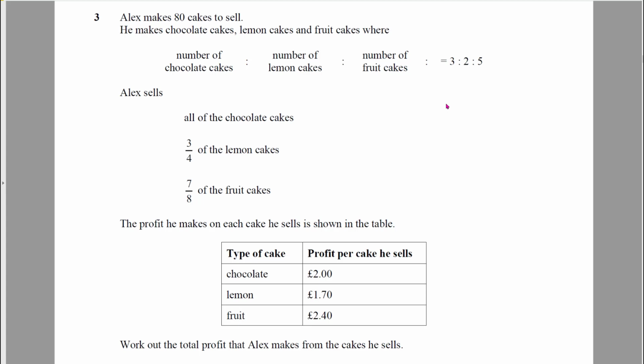Okay, so this is just AO2 skills here. Alex makes 80 cakes. These are the ratio cakes. You need to split this up. So he sells all the chocolate cakes, 3/4 of the lemon cakes and 7/8 of the fruit cakes. And this is the profit he makes. So you need to show lots of method here. So first step is, let's add these together. 3 add 2 add 5 equals 10. So there's 10 parts.